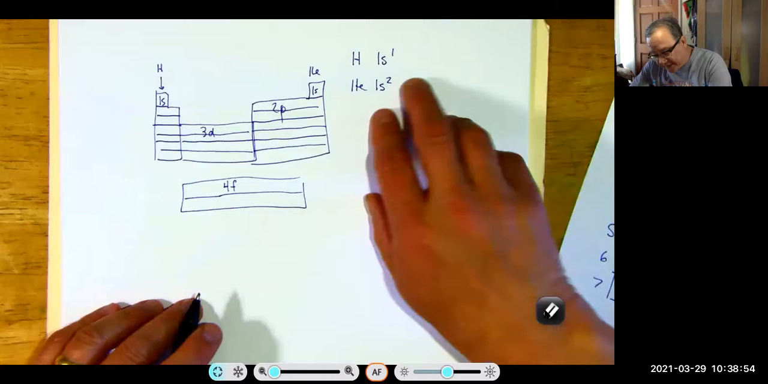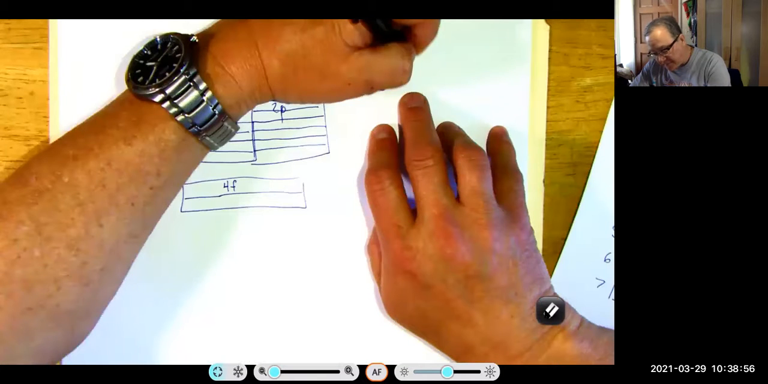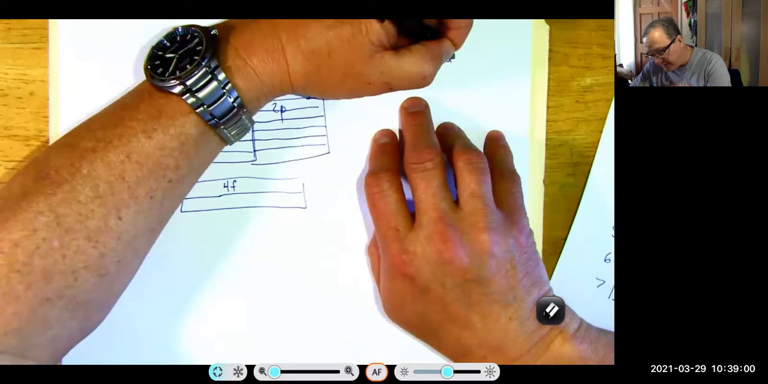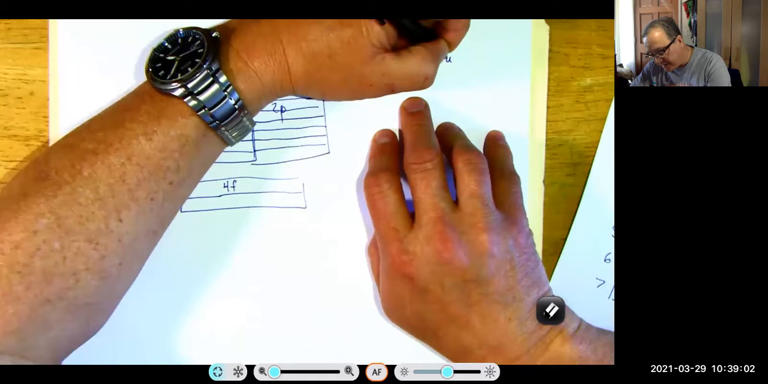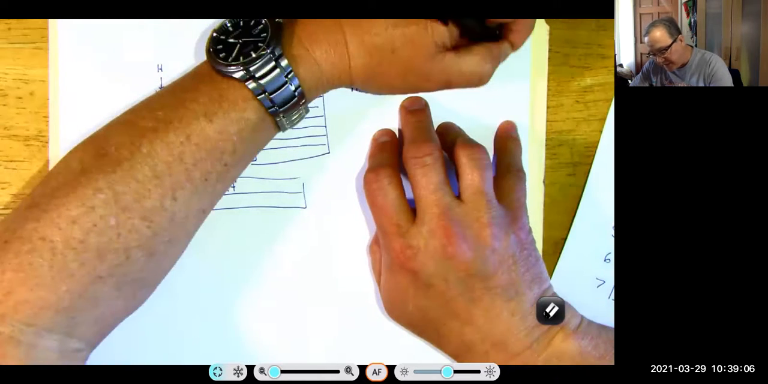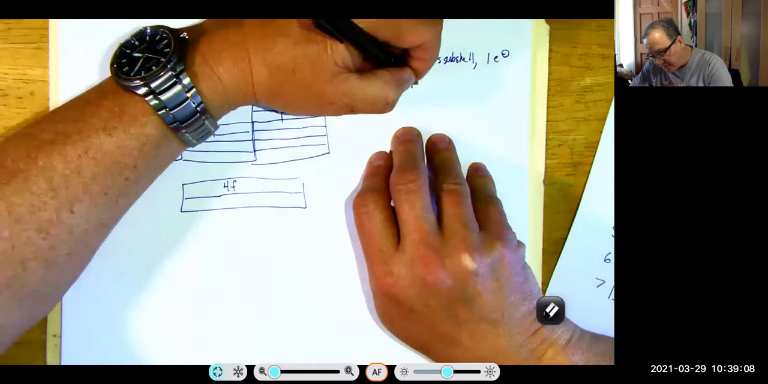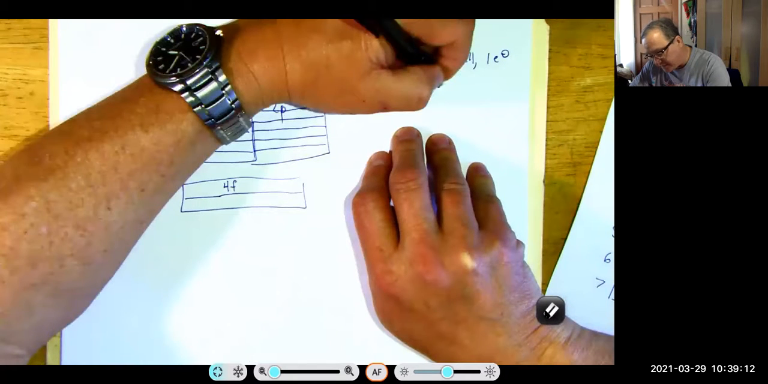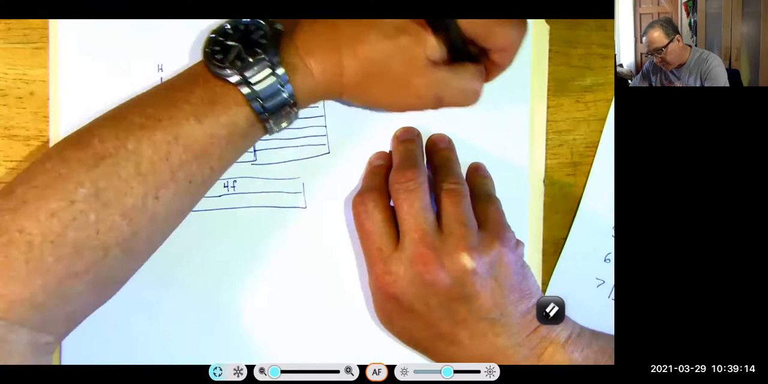So what does this mean? This means n equals 1. It's an S subshell. And there's 1 electron. This is n equals 1. S subshell. 2 electrons.